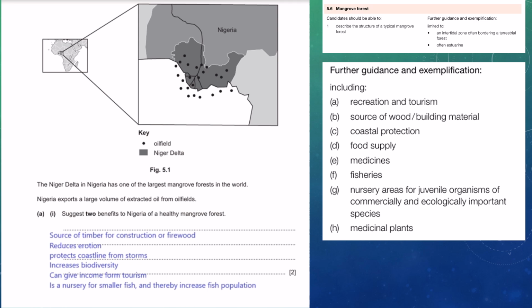You can say there's a benefit to have a source for timber for construction or for firewood. A mangrove forest will reduce erosion. A mangrove forest will protect the coastline from storms. A healthy mangrove forest will increase biodiversity. It can also give income from tourism, and it's a nursery for smaller fish, and thereby it can increase fish population. There are others you can mention, but these are just the 6 I think are the most important. You only have to choose 2.